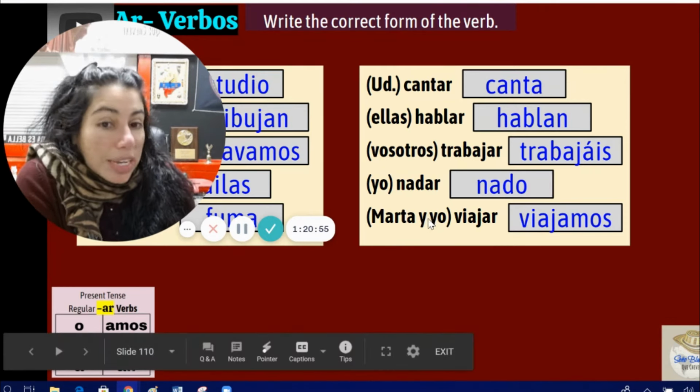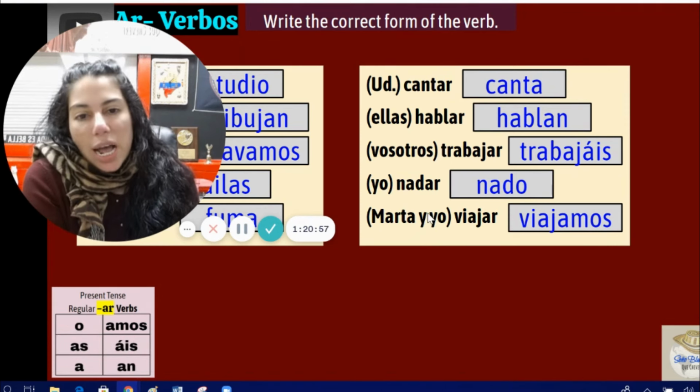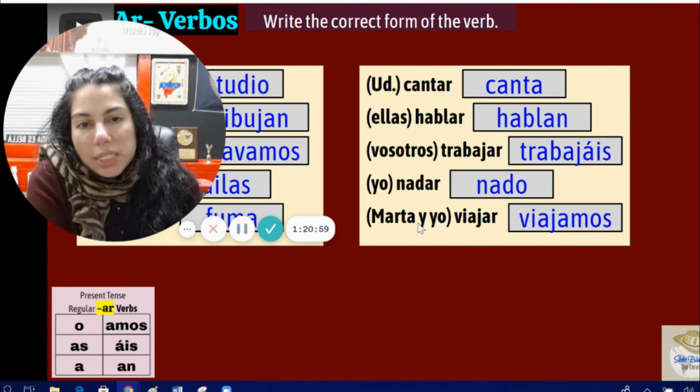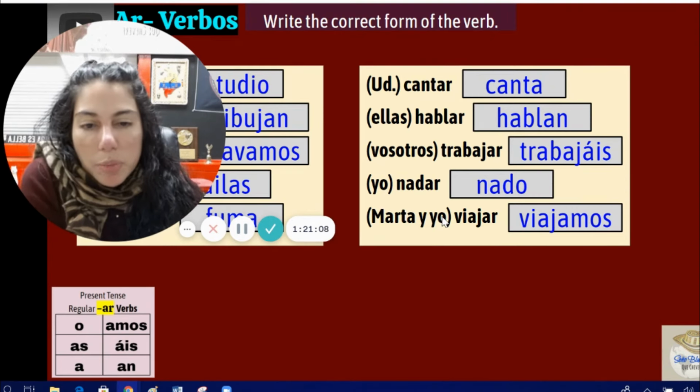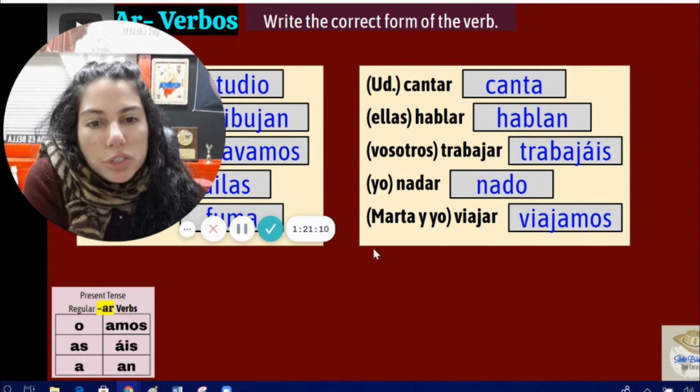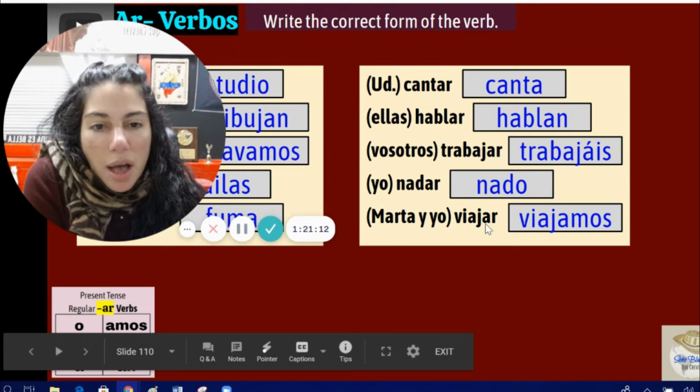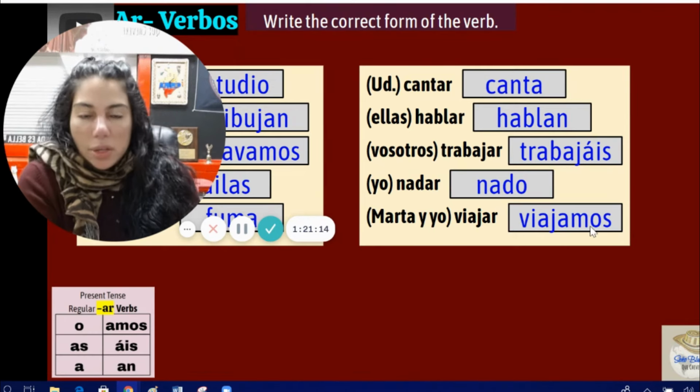So make sure you don't get confused when you see an exercise like this where it's asking you to write the correct form of the verb, but it gives you a name of a person and then a pronoun. You might think, oh, it's giving me the pronoun yo, so I'm going to go with yo, which would be an O, and then just put yo viajo.